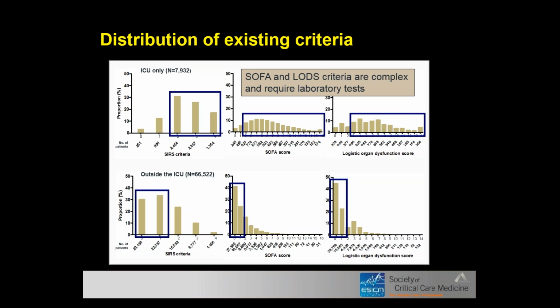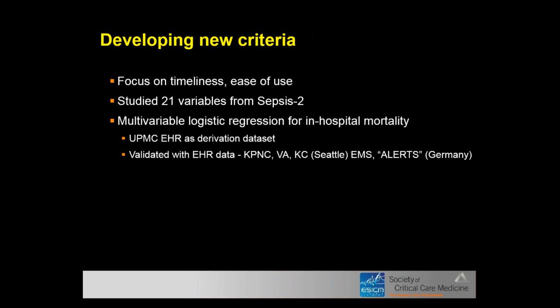However, when we get outside the ICU, what you discover is that the data among infected, potentially infected patients is skewed to the lower end. That is, 2 or less criteria are identified, 1 or less criteria are identified in the majority of patients using the SIRS criteria, lower levels on both the SIRS and the LODS score.